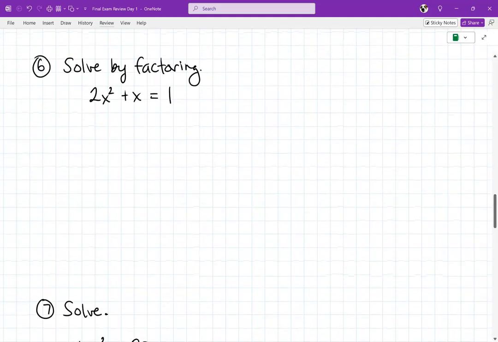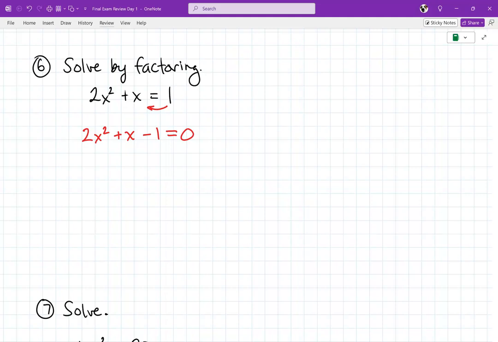All right, this one says solve by factoring. In order to solve, remember, anytime you're going to solve, you need to set it equal to 0. So first thing I'm going to do is move this over. So I get 2x squared plus x minus 1 equals 0. But they said I have to do this by factoring. That means I got to use the x method here because this is a trinomial. So I know that a is equal to 2, b is equal to 1, c is negative 1. Okay? So I do know that is the case right there. So I'm going to do my x method here.